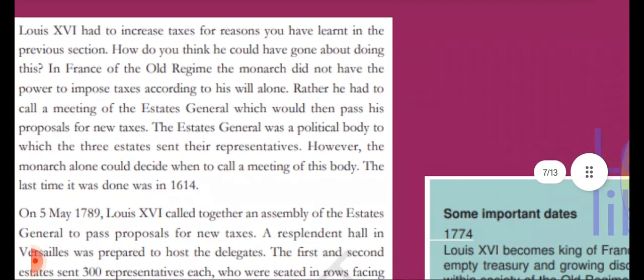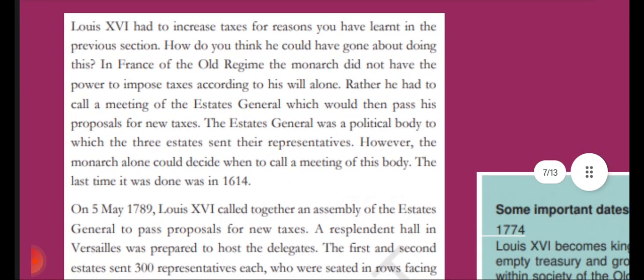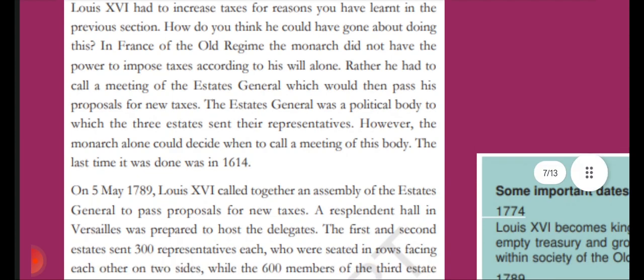So basically, what happened? Louis XVI had to increase taxes for reasons you have learnt in the previous section. We already know that Louis XVI had to increase the taxes for supporting America and for maintaining his own government. So, basically, he needed it for a lot of reasons. So, how do you think he could have gone about doing this?